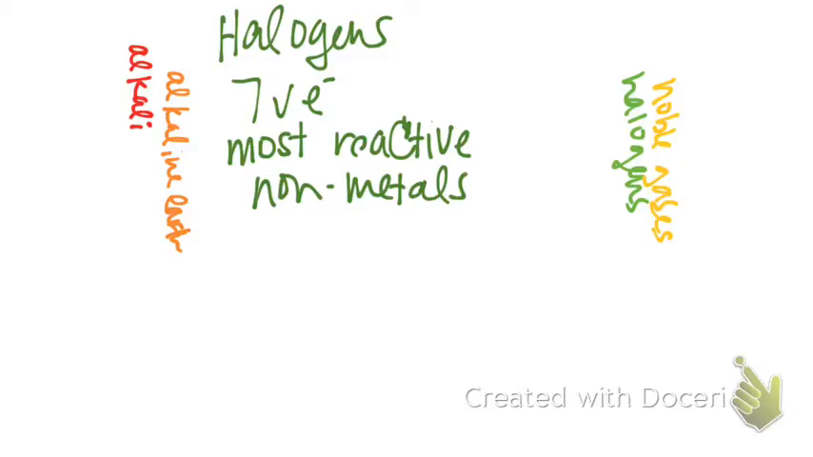These guys are a pretty unique group because there are 2 that are gases at room temp, 1 that's liquid at room temp, and 2 that are solid at room temp. So there's a little bit more variation there. Okay, any questions with halogens?